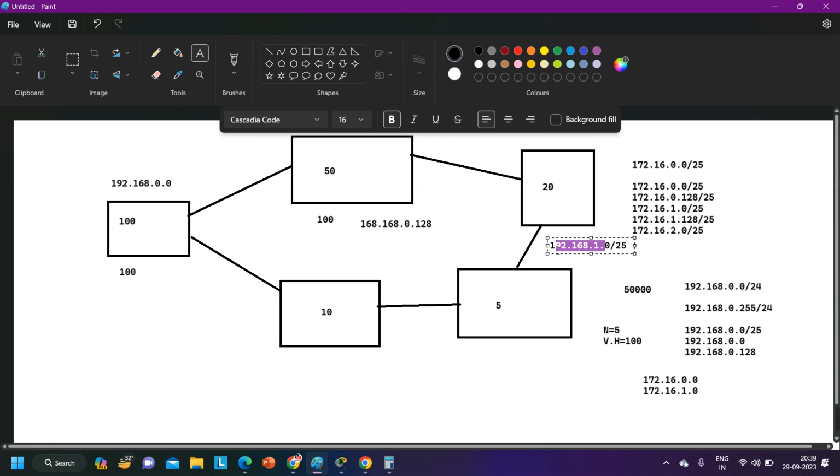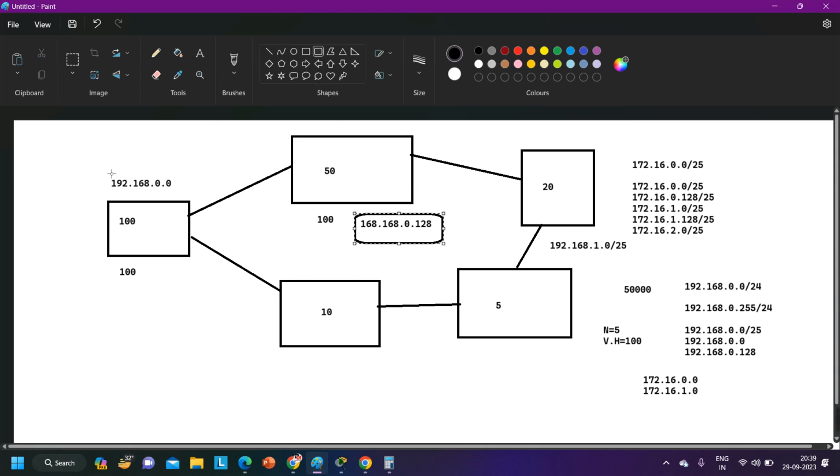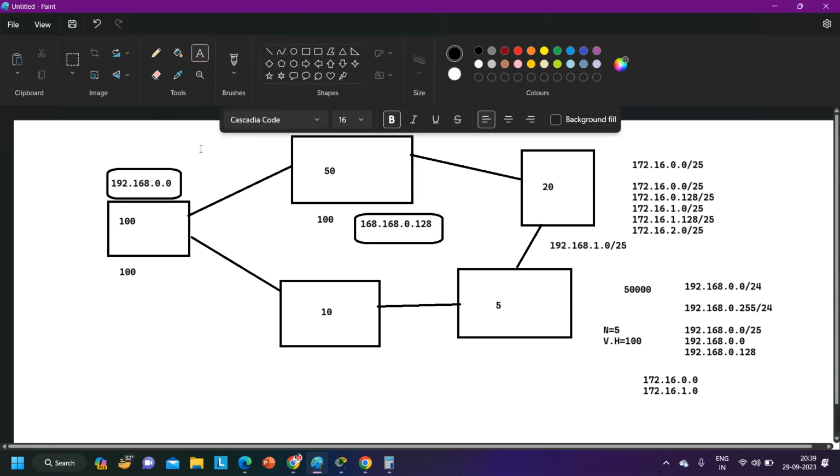Because you have changed the value in the first 24 bits. So this is the second network and this is a different network. This is, let's say, the first subnetted network. This is also a subnetted network, and the main network of these two subnetted networks is 192.168.0.0, and here the main network is 192.168.1.0. So both networks are different. Both classful networks are different.